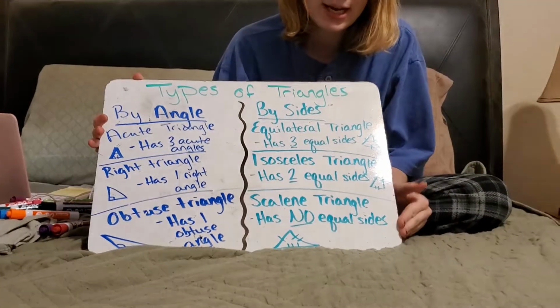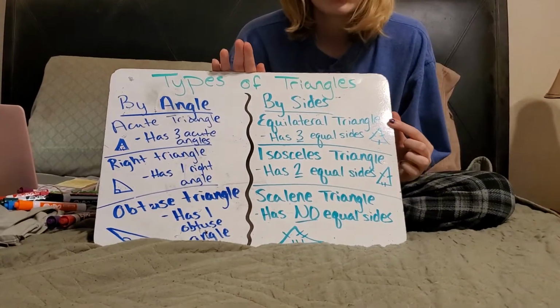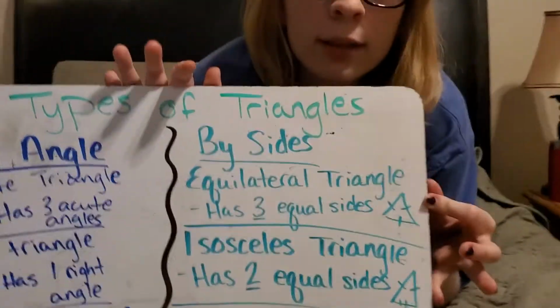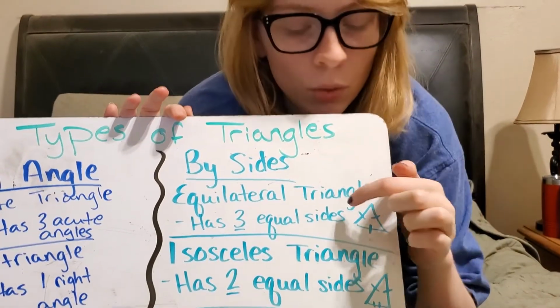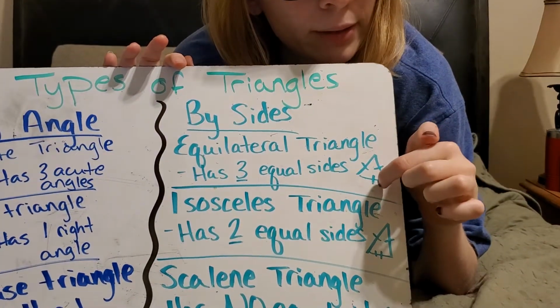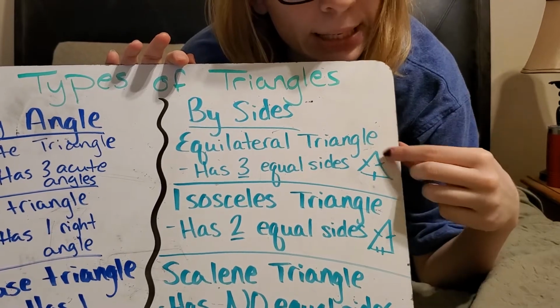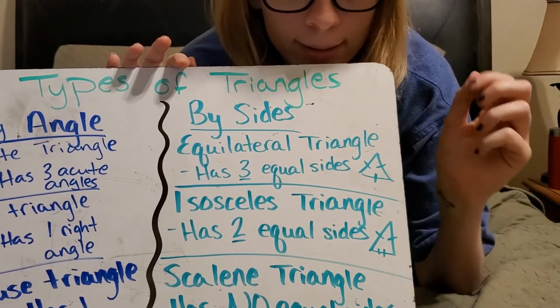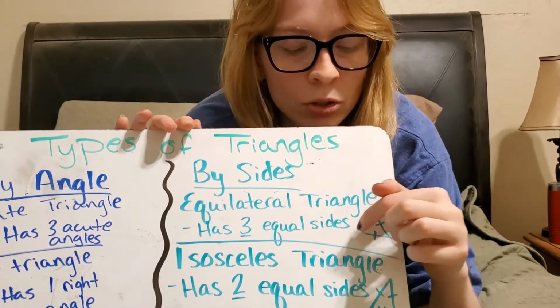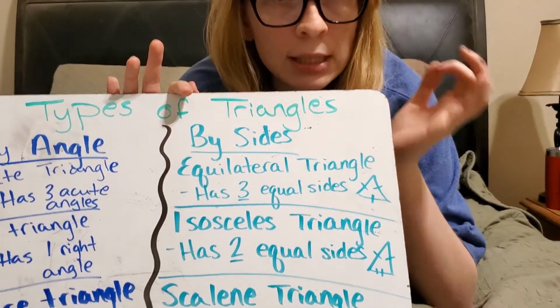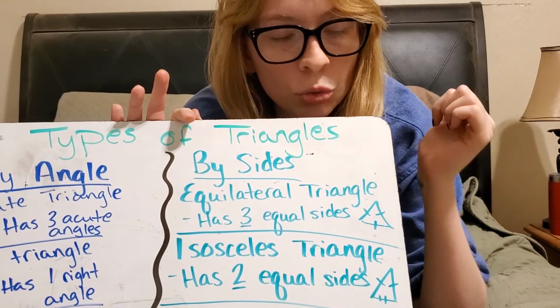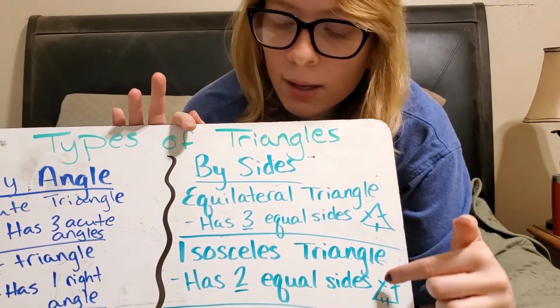Classifying them by their sides. So the equilateral triangle has 3 equal sides. Remember, you can tell by the little dash marks here, the little lines, that those sides are supposed to be equal. So they have 3 equal or congruent. Congruent means equal. 3 congruent sides.